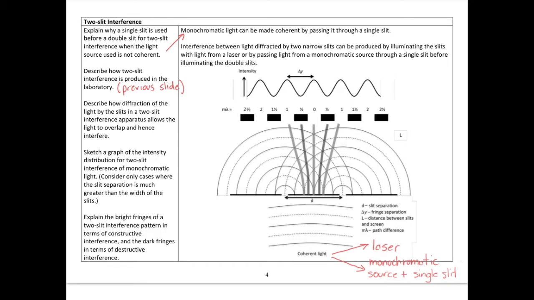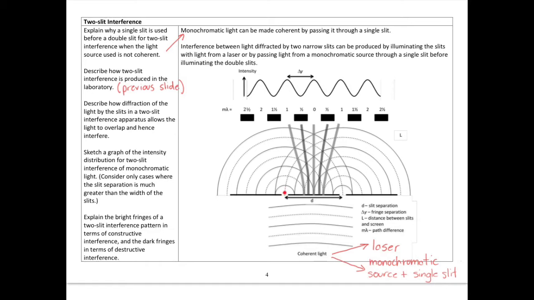The next point we're interested in: describe how diffraction of the light by two slits in a two-slit interference apparatus allows the light to overlap and hence interfere. So let's look at our diagram here. I've just noticed a couple of things missing, but I might fill them in as we go. If you're clever, you'll notice that this part of the diagram is exactly the same as the top half of the diagram on the previous slide, and that's quite intentional.